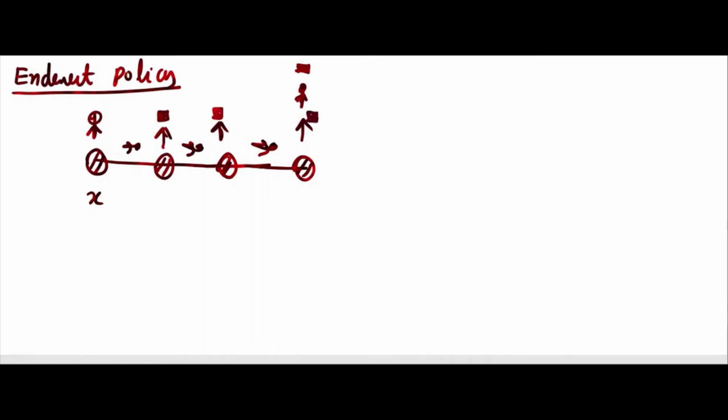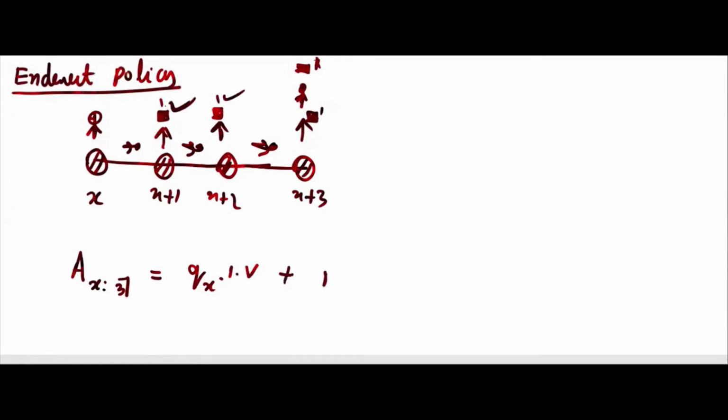Using general reasoning, let me write. So this will be A x 3. That will be this benefit. I'm talking about 1 unit of benefit. So this is x plus 1, x plus 2, x plus 3. You write q x. Benefit of 1, v. Okay, this one is over. Present value of this one, present value of this one.